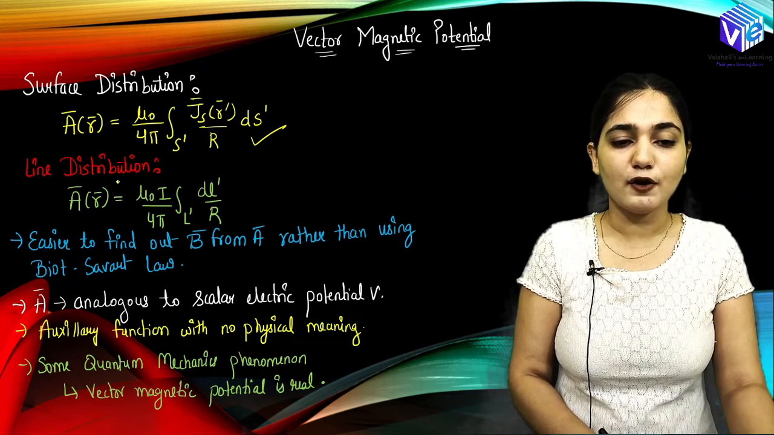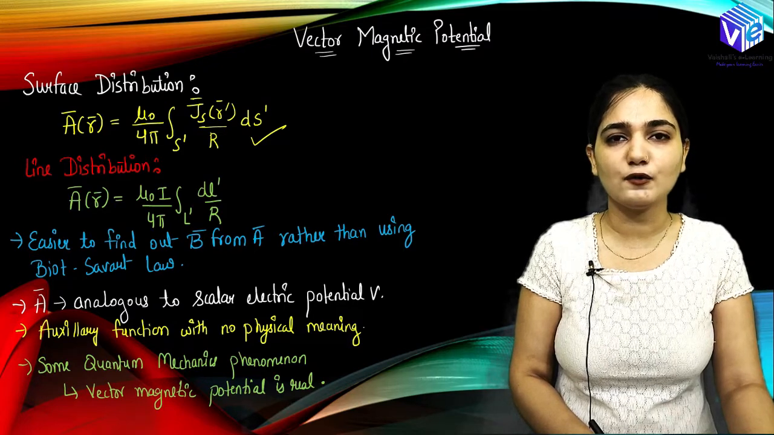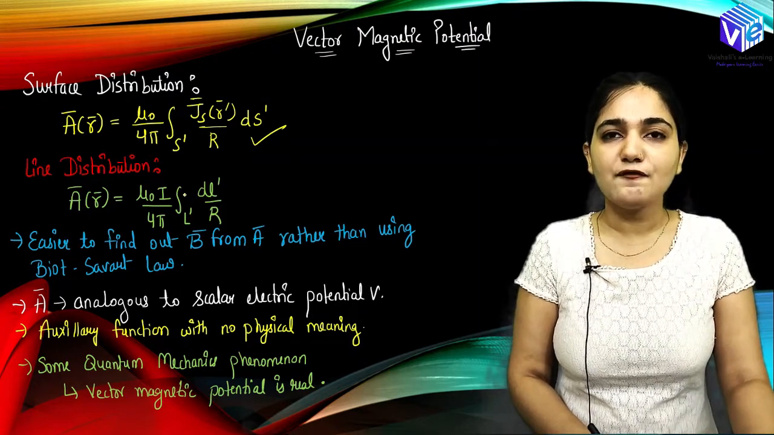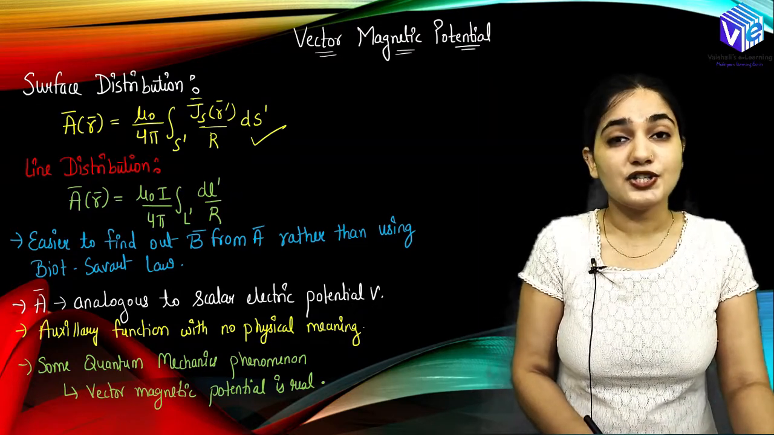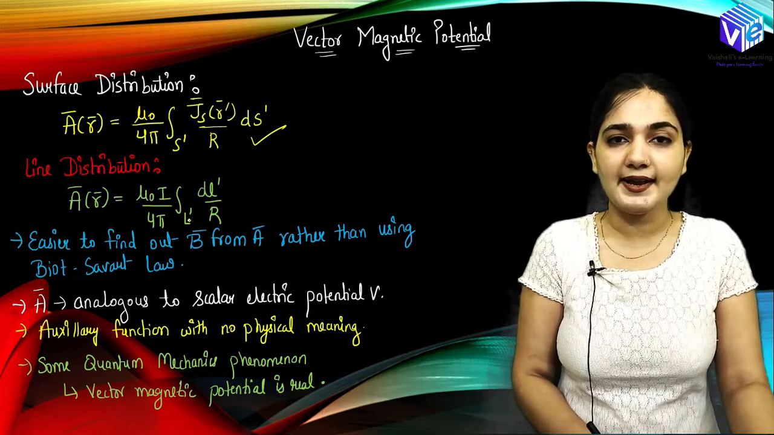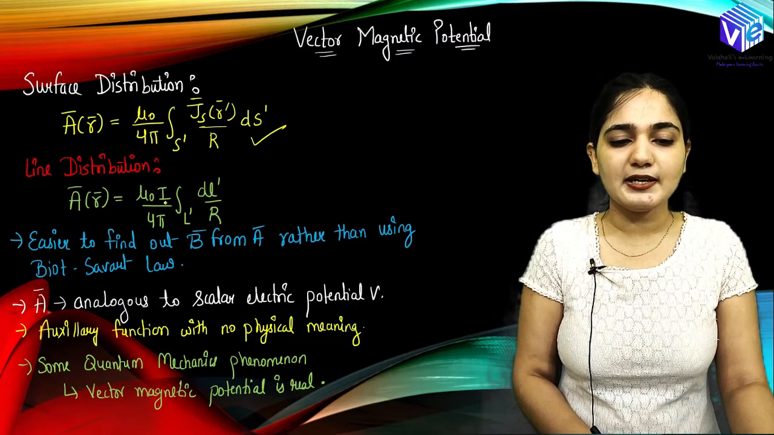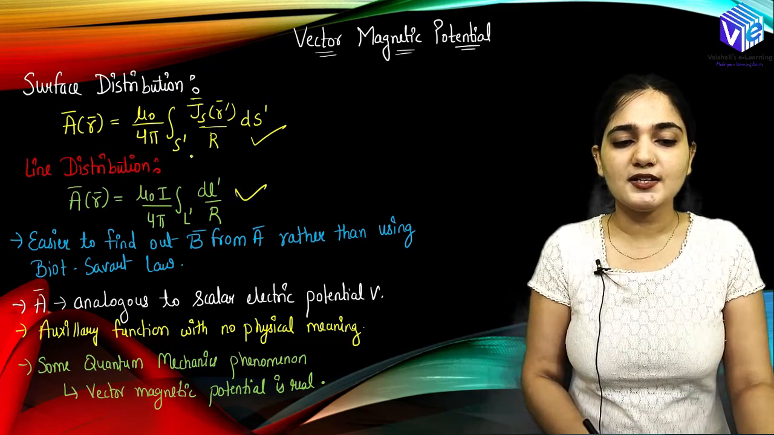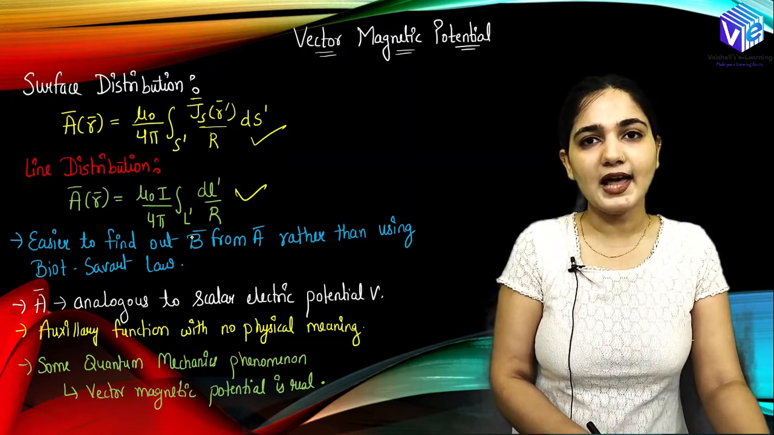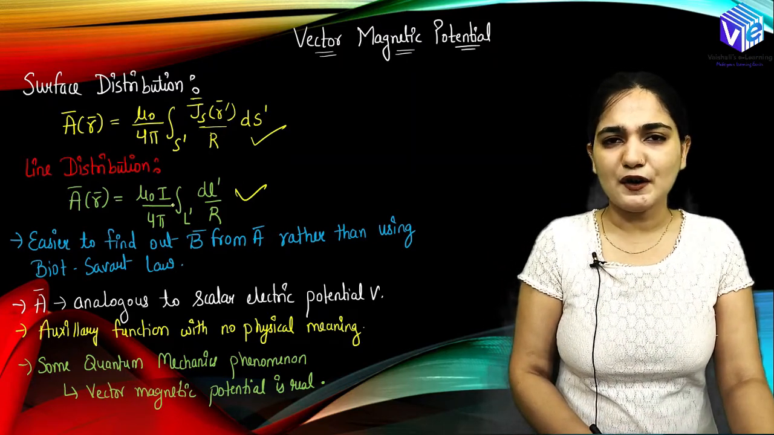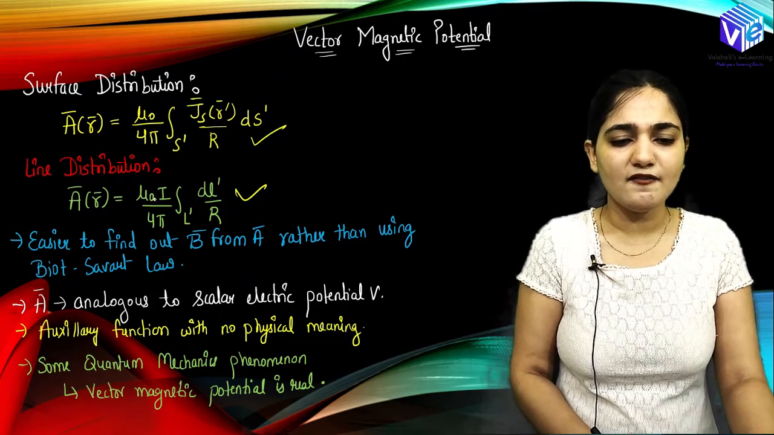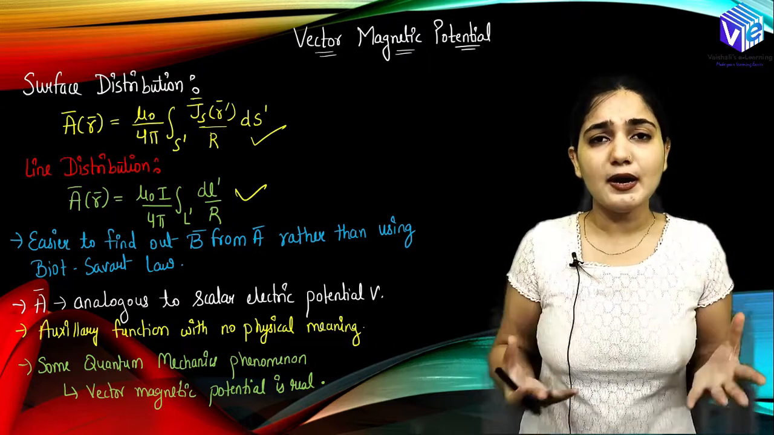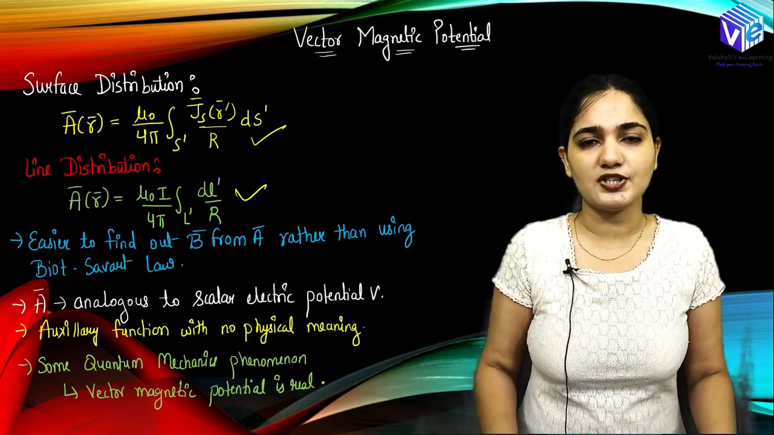For the line distribution as well, I can find out the vector magnetic potential. Here I am going to take the integration over the line, and for the line current density JL, I will take it equal to I directly. So mu naught I upon 4 pi integration over L dl upon r. This is my vector magnetic potential for the line distribution. Current is not dependent upon the length, so I have pulled it outside, and this integration we can easily find out.